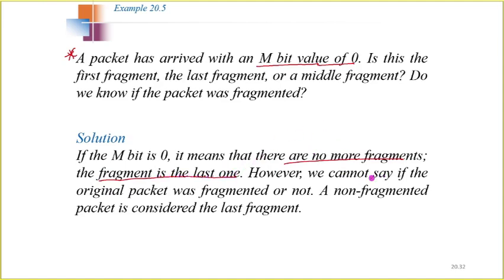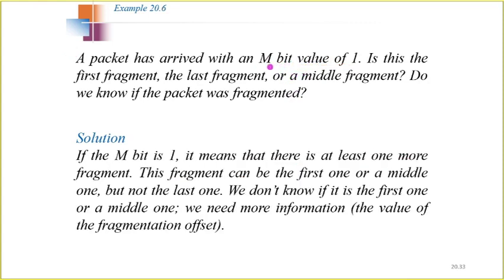But we can't say whether the original packet was fragmented or not. A non-fragmented packet is considered the last fragment, so if it is non-fragmented, the M value will also be 0. Even if it is fragmented, the last fragment will have the M value 0. So we can't tell whether it is fragmented or not, but we can say it is the last fragment. Similarly, what is the meaning if the value of M is equal to 1?